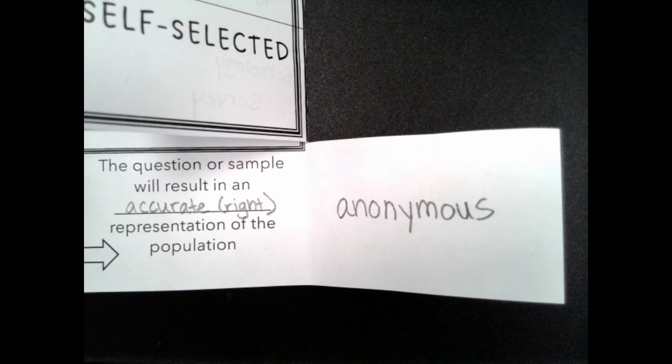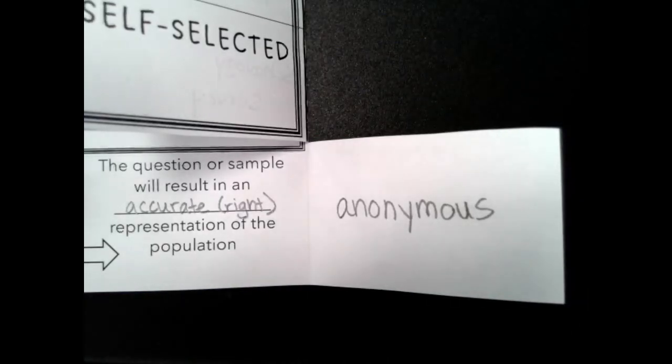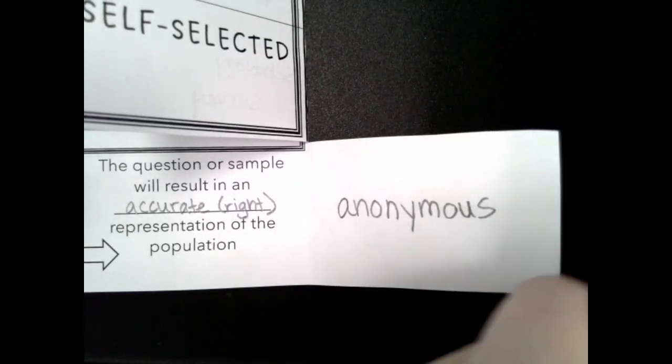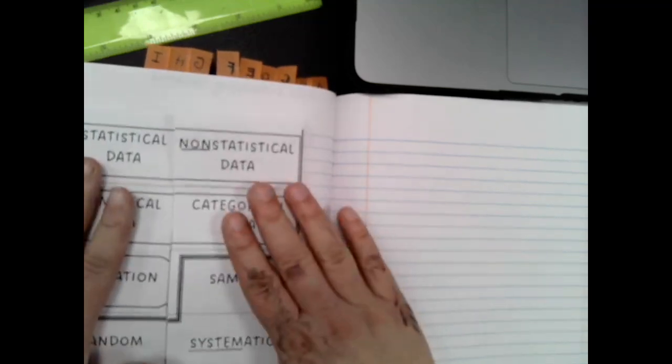All right, so the way that we do this is we're going to glue it in. If you would like to color code it, you can. I'm going to color code mine. But as you glue it in your notes, you glue the back side. Okay, so you glue that in. And this is L-2 classifying data.